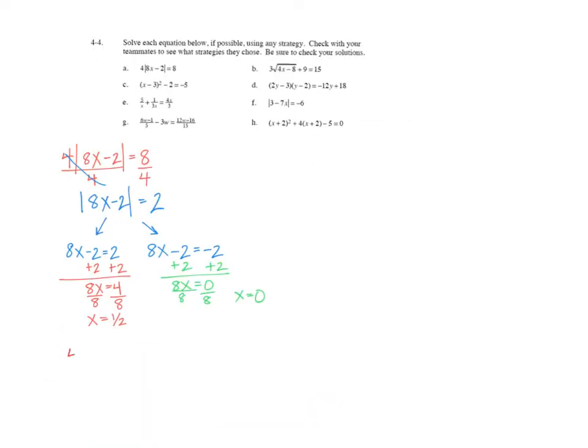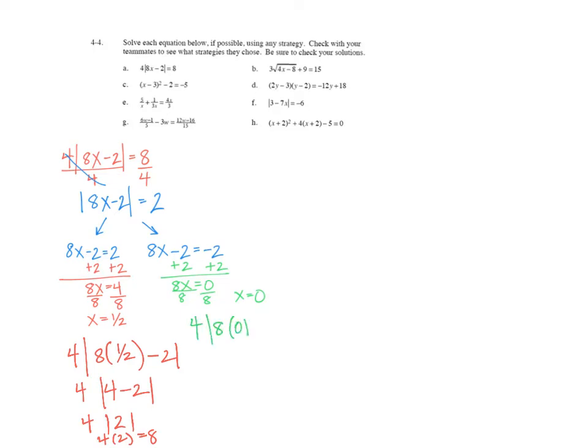Checking my two solutions, if I put 1/2 in, I'll get 8 times 1/2, which is 4. 4 minus 2 is 2. The absolute value of 2 is 2. And 4 times 2 is equal to 8, just as it shows up above. Checking the other solution I got, I have 4 times the absolute value, 8 times 0 minus 2. That's going to give me 4 times the absolute value of negative 2, which again is 4 times 2, which is 8, just as I should get.